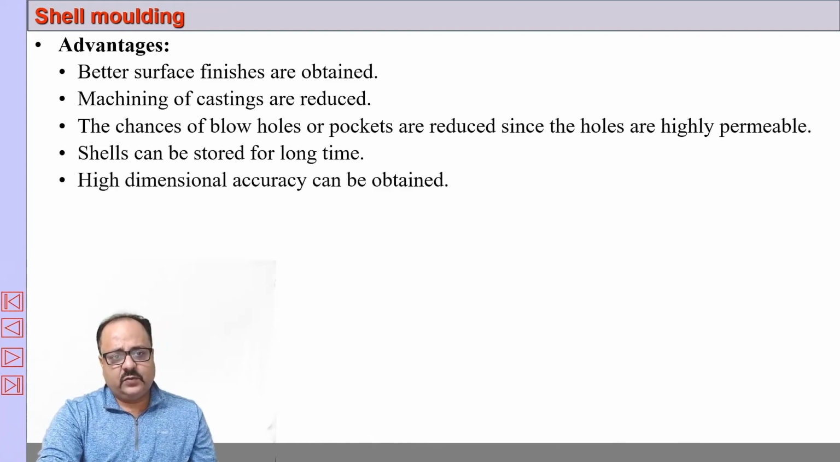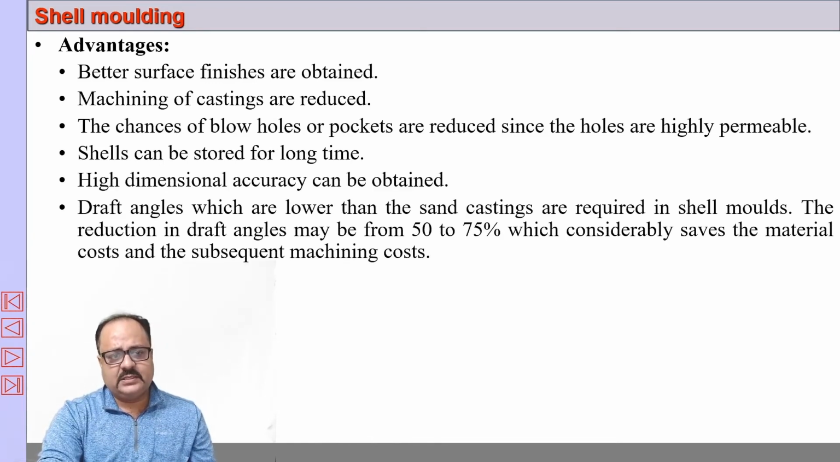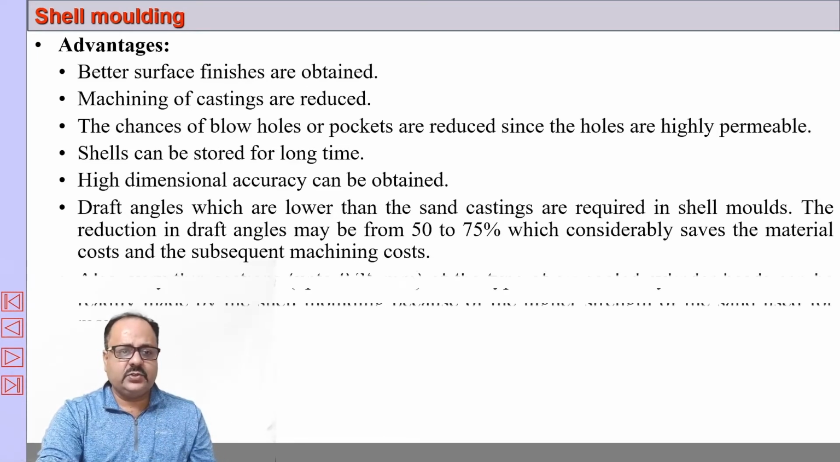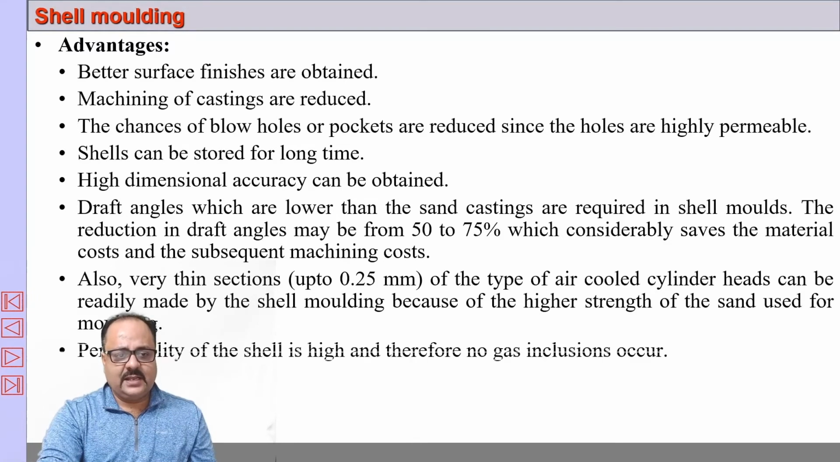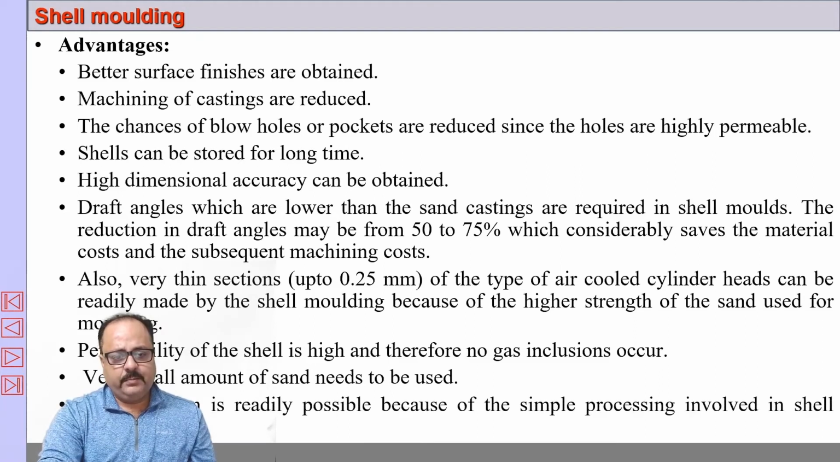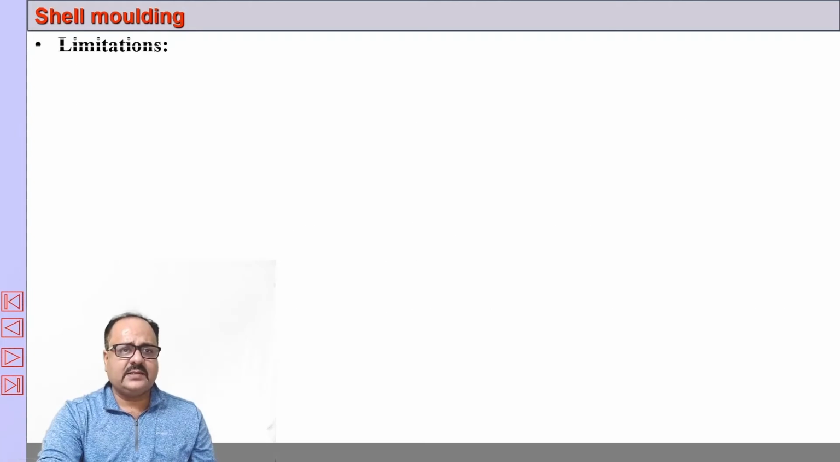The shells can be stored for a long period of time, high dimensional accuracy. The draft of the vertical sides is reduced, and very thin sections can be cast. Permeability of the shell is high, so a small amount of sand needs to be used. Mechanization is possible. So these are some of the advantages of shell molding, but it also has certain limitations.